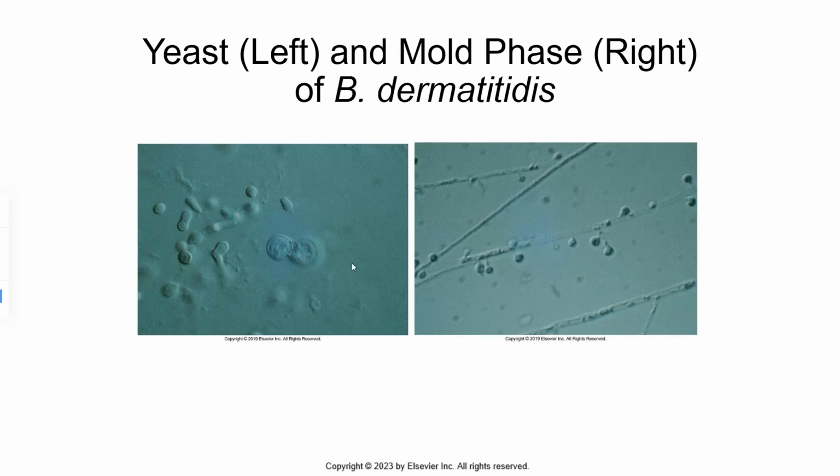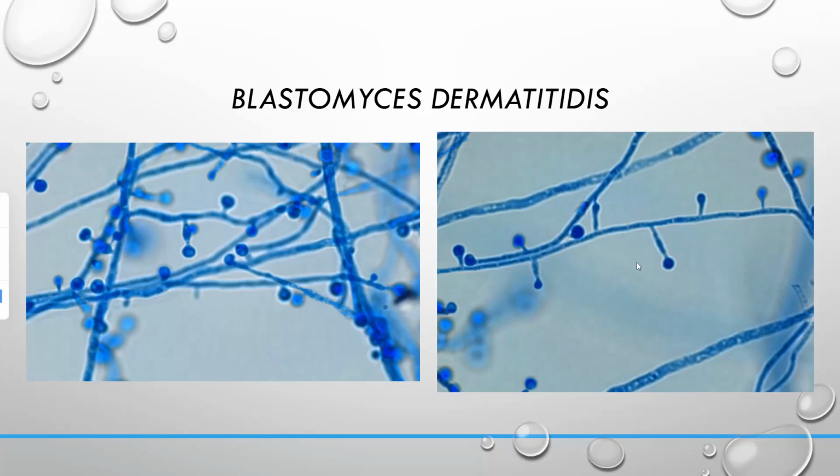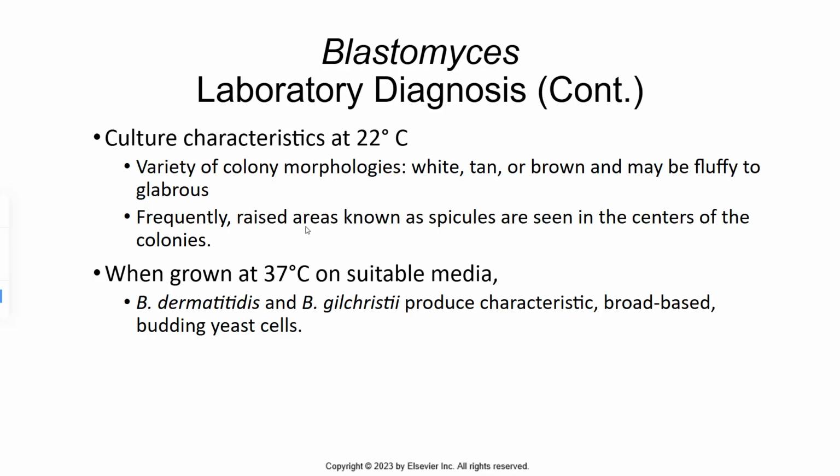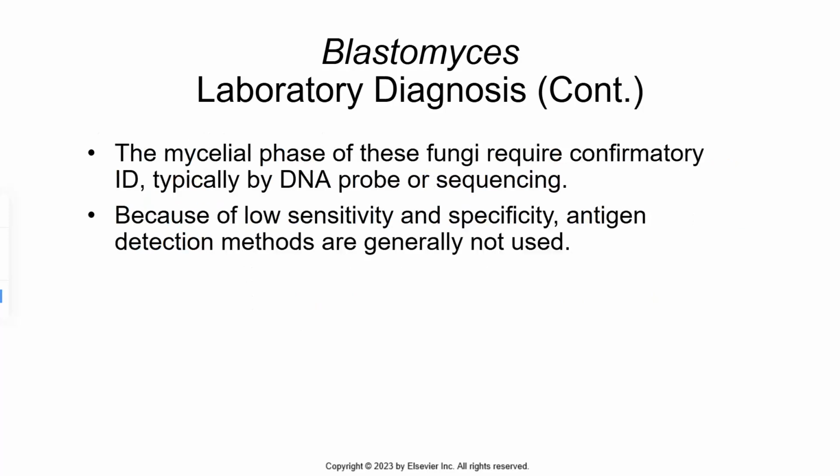So this is the yeast phase on the left and the mold phase on the right. And here's another picture, a diagram of Blastomyces dermatitidis. Laboratory diagnostics, we are going to correlate the microscopic structures to culture characteristics, so colony morphology. And then we look for that dimorphism. The mycelial phase of these fungi requires confirmatory ID, typically DNA probe or sequencing. Because of low sensitivity and specificity, antigen detection methods are generally not used.